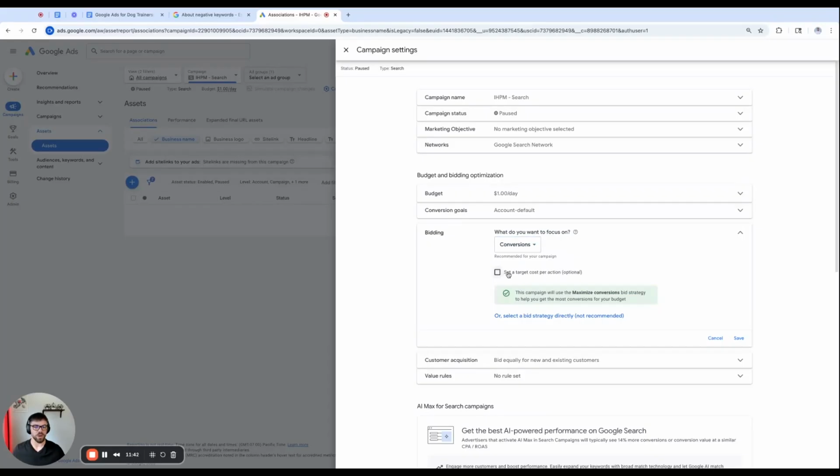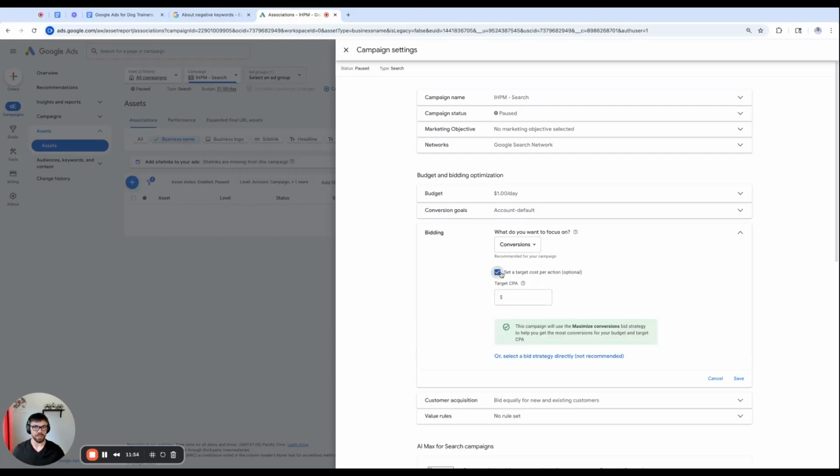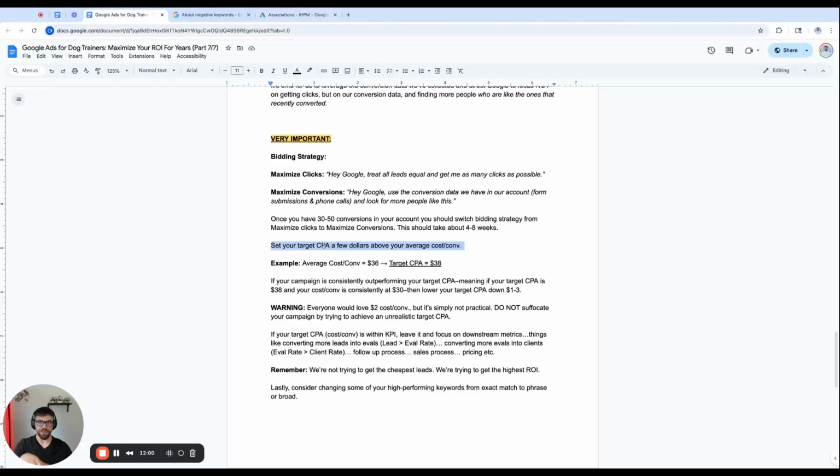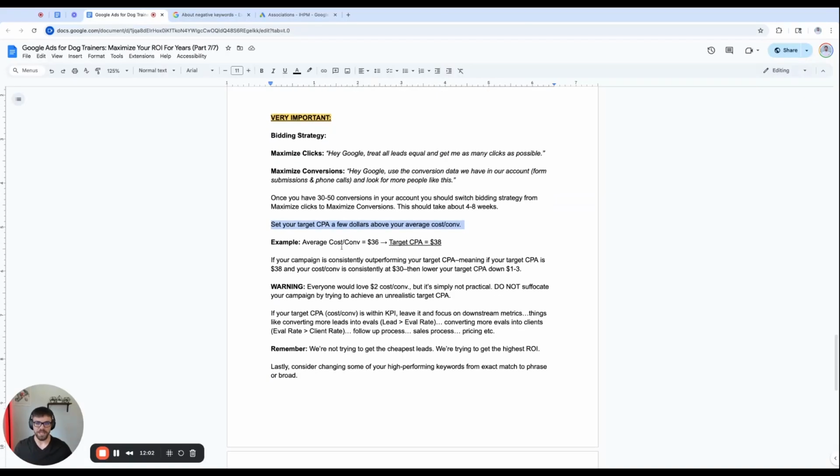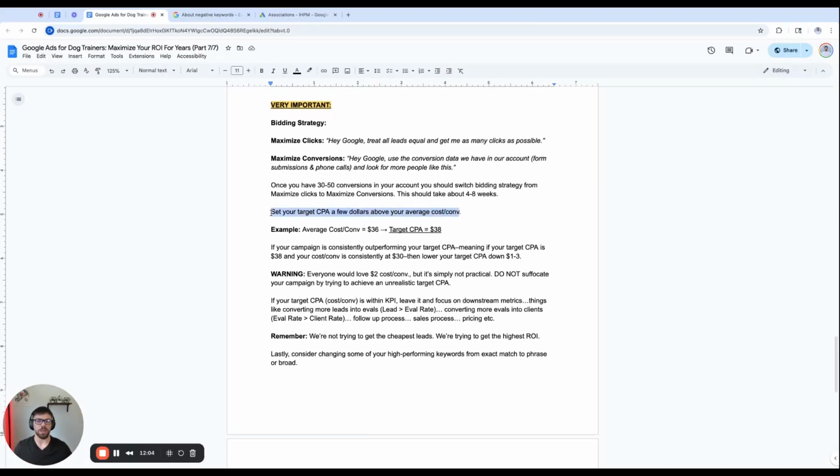And you typically are going to want to set a target cost per action. Don't get confused by target cost per action. It simply means target cost per conversion. I don't know why they use action and conversion interchangeably here, but they do. So typically you're going to want to set a target CPA. Let's dive into what you should set it as. Set your target CPA a few dollars above your average cost per conversion.